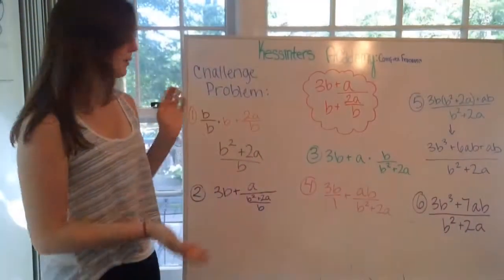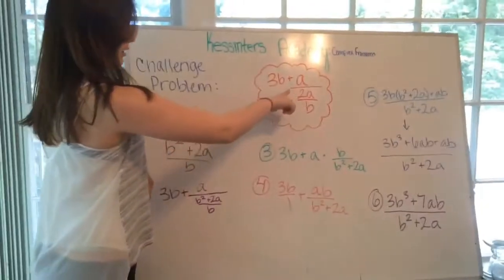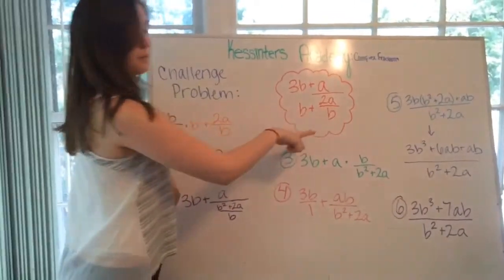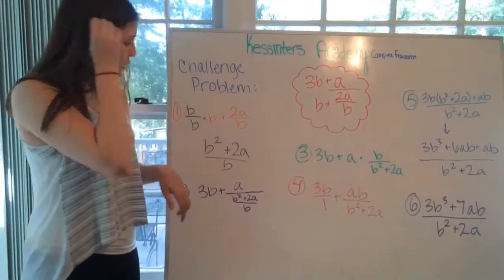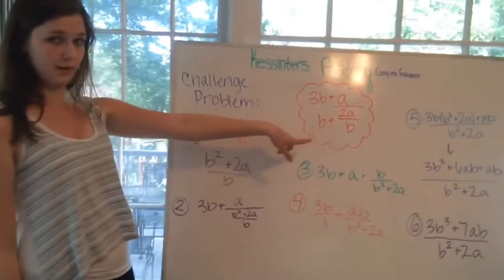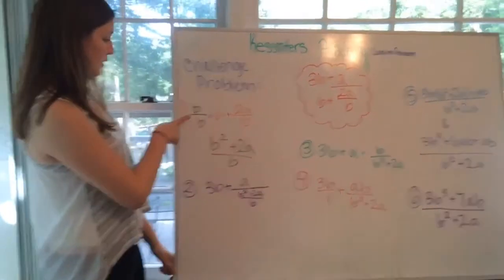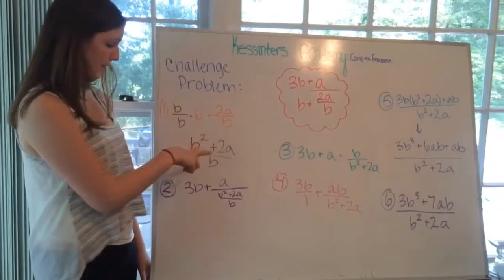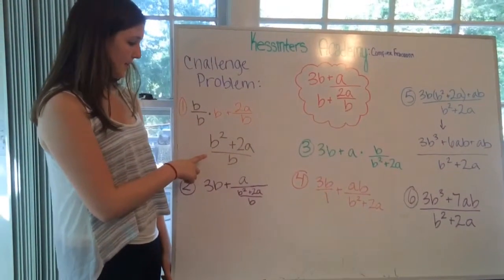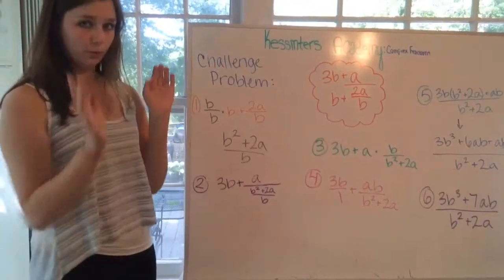Okay, so now we're going to do a challenge problem. So we have 3b plus a over 2a over b, but you're adding b to the 2a over b. So first you have to focus on the denominator half, and you're going to combine it into one fraction. So you're going to multiply by b over b times b plus 2a over b, and that'll give you b squared plus 2a over b. Then you can put that into the whole problem.